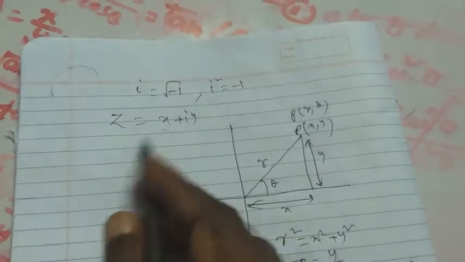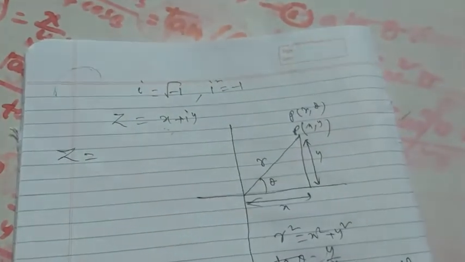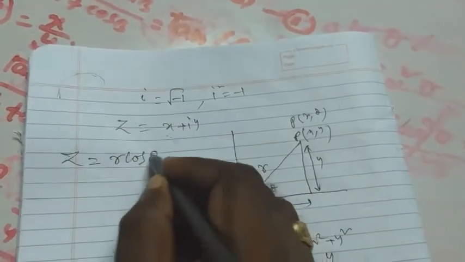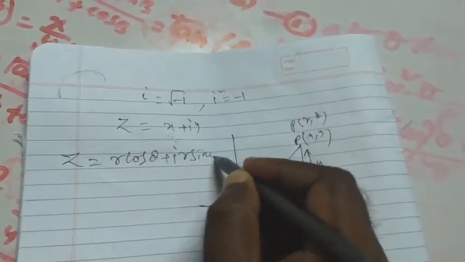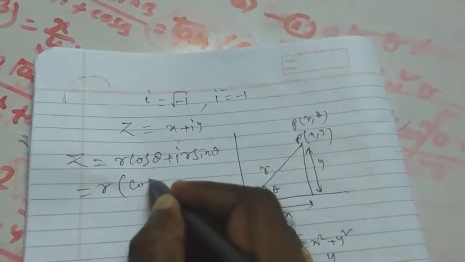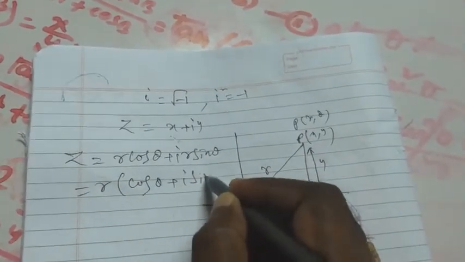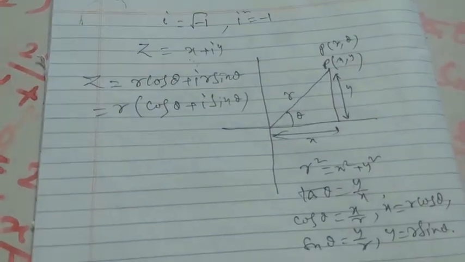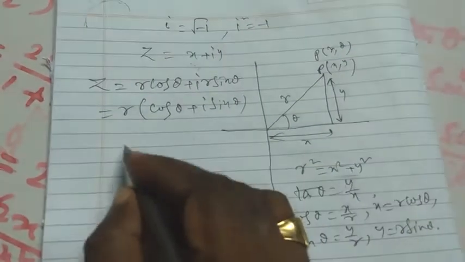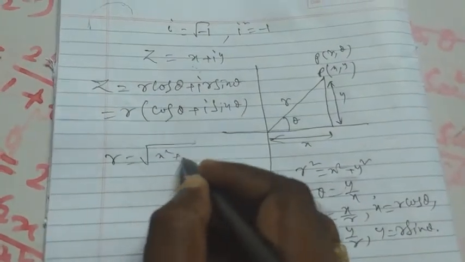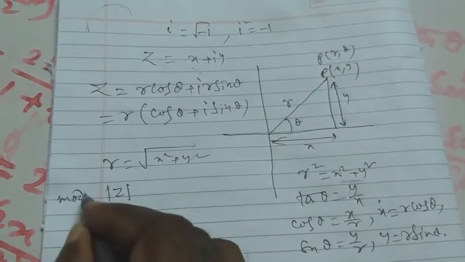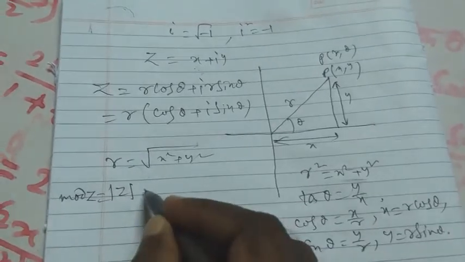And z is called the Cartesian form, and this is also expressed in polar coordinates, like that z is equal to r cos theta plus i into r sin theta, where r is called the modulus and theta is called amplitude. This form is called modulus amplitude form. Here r is equal to root over x square plus y square, which is denoted as mod z.